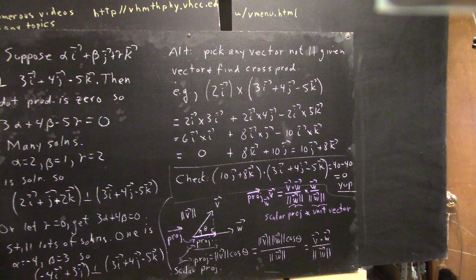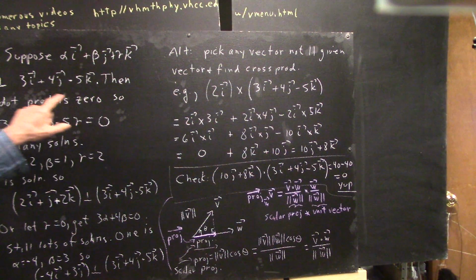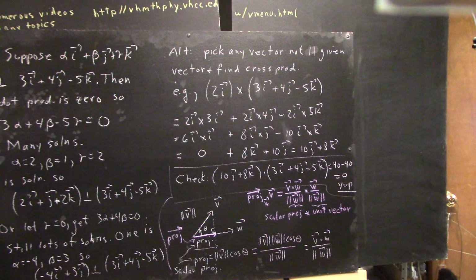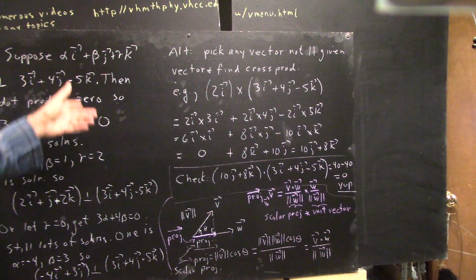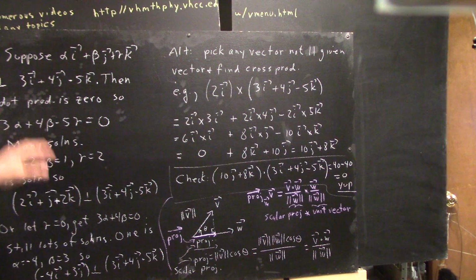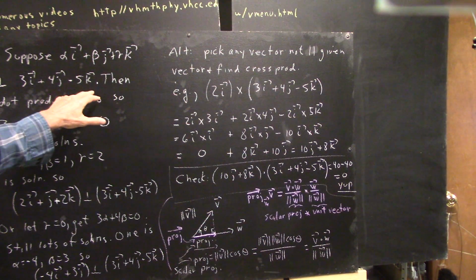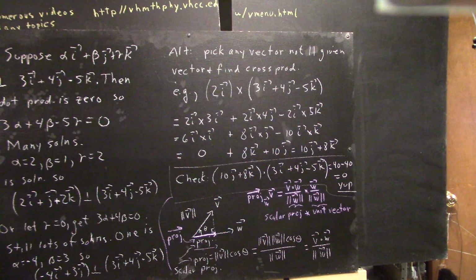In fact, the set of vectors that are perpendicular to this one, well, I was going to say they form a plane. They could form a plane through the origin. Okay, we'll get to a case where you have a plane. But the vectors that are perpendicular to this one are spread over a plane, and the plane is perpendicular to this vector in the sense that every vector in the plane is perpendicular to this vector.